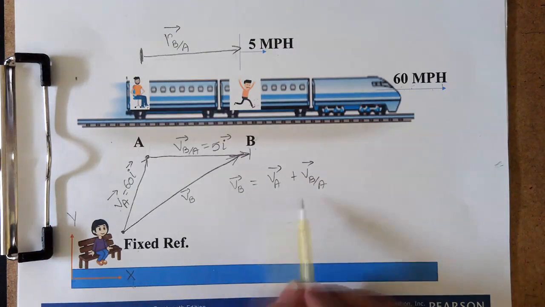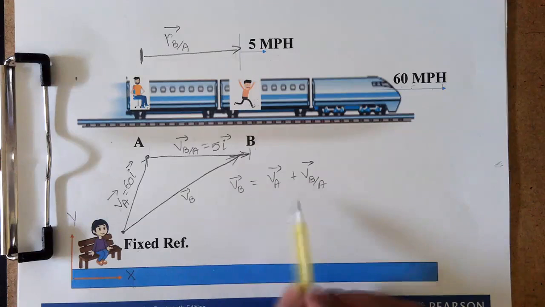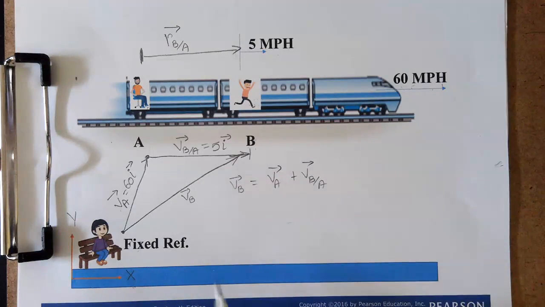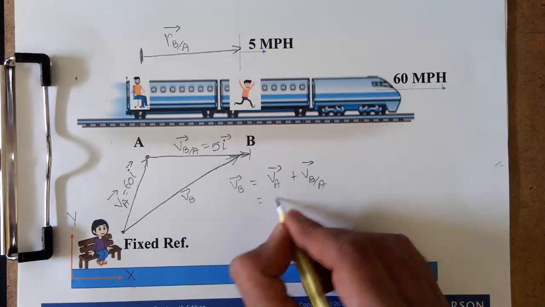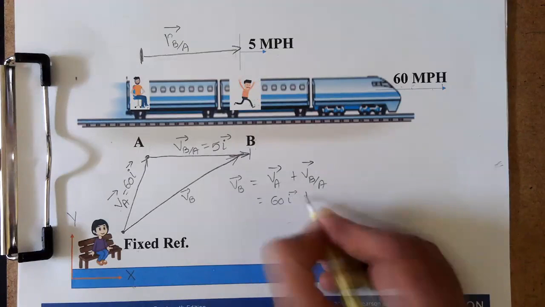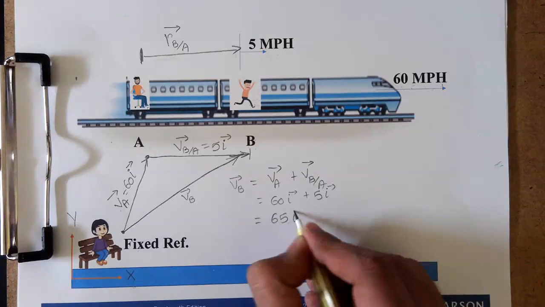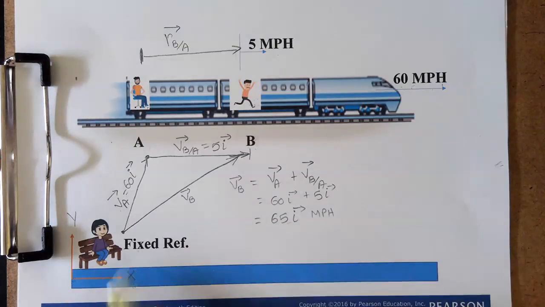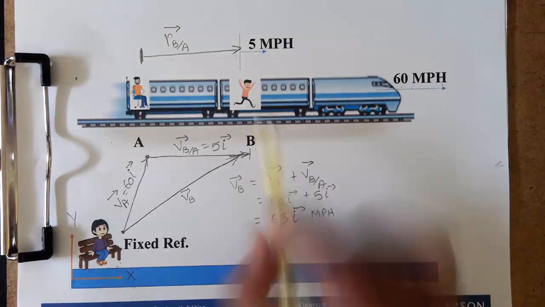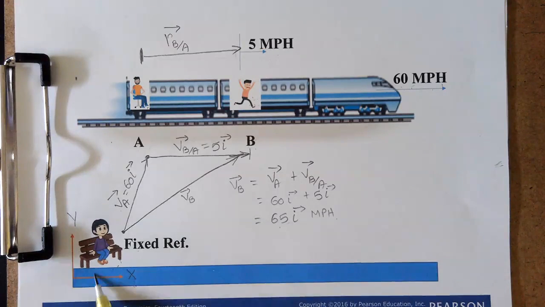Again, this is not new. We have seen this in chapter 12, for the relative velocity analysis question. So now the absolute velocity of B is 60i plus 5i equal to 65i miles per hour. That means this person will observe person B running at 65 miles per hour relative to the fixed reference point.